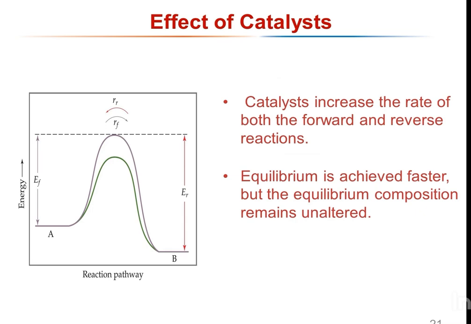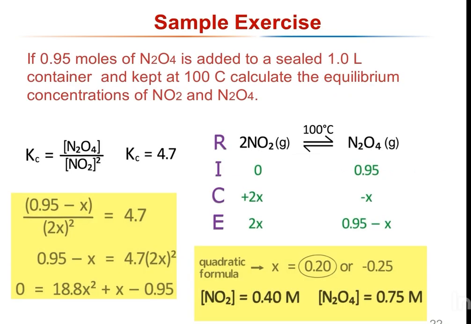Adding a catalyst increases the rate of both the forward and reverse reactions. And also equilibrium is achieved faster, but the equilibrium composition remains unaltered. Let's have an exercise to understand it more easily. If 0.95 moles of N2O4, which in this reaction is the reactant, is added to a sealed 1 liter container and kept at 100 degrees Celsius, calculate the equilibrium concentration of NO2 and N2O4.